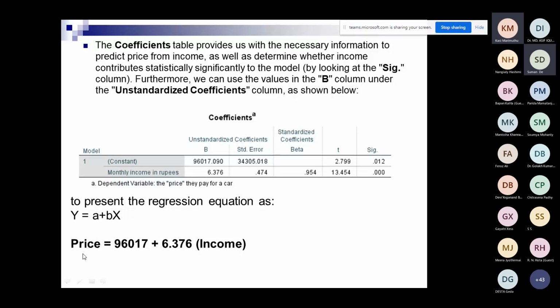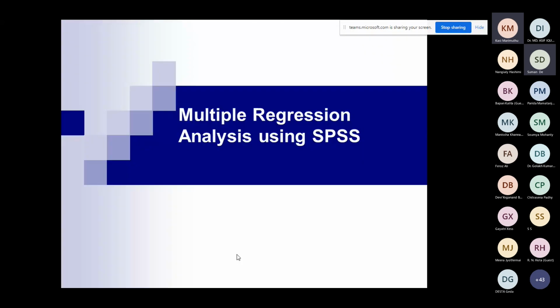This is the equation y equals a plus bx. Capture this value plus this value and put in someone's income. For example, someone's income is 2 lakhs or 3 lakhs or 10 lakhs. With that, we can say how much price of car they can go for. All right, participant?